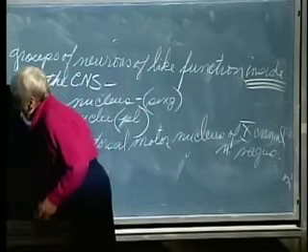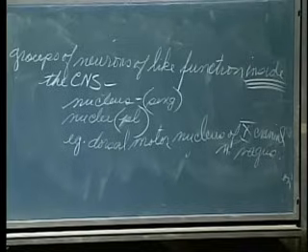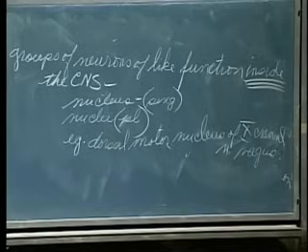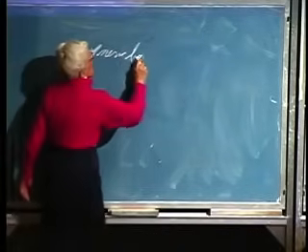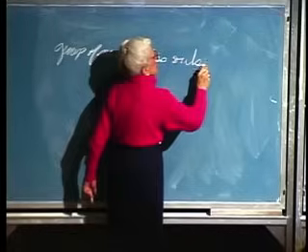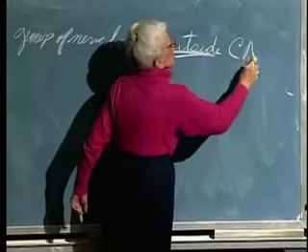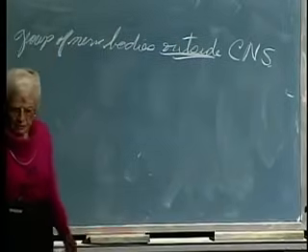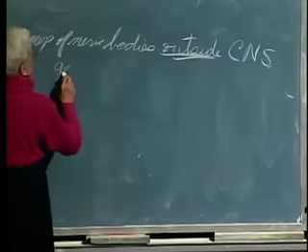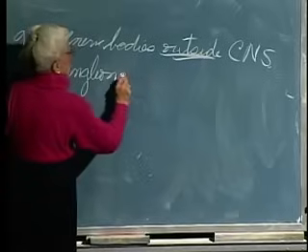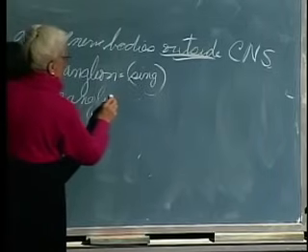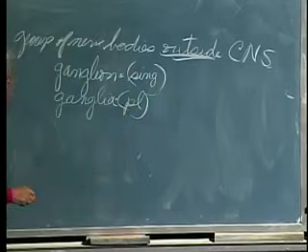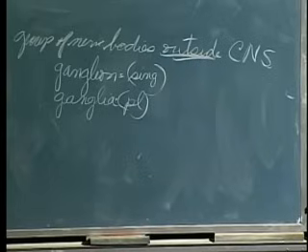Now, a group of nerve cell bodies outside the CNS. What do we call them? Ganglia. Ganglion, singular. And ganglia, plural. So with this very simplistic introduction, we have some tools to begin to work with.